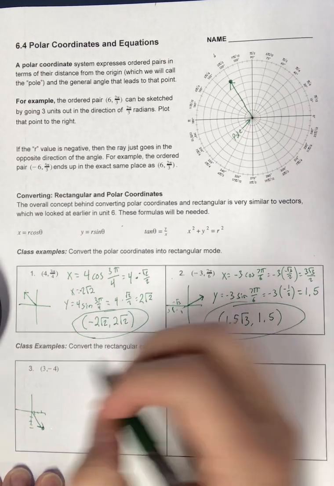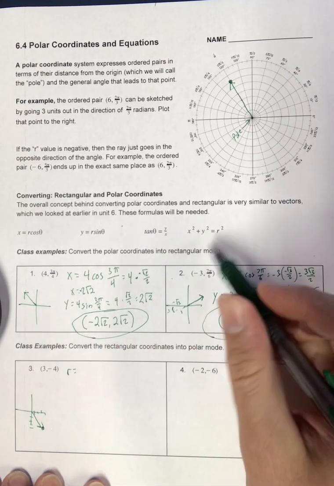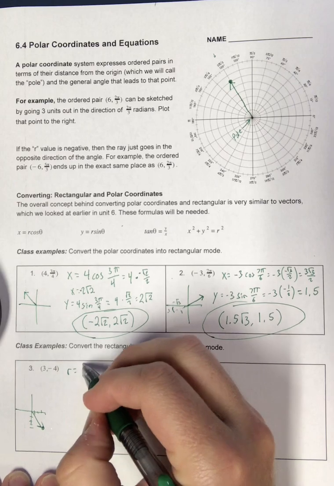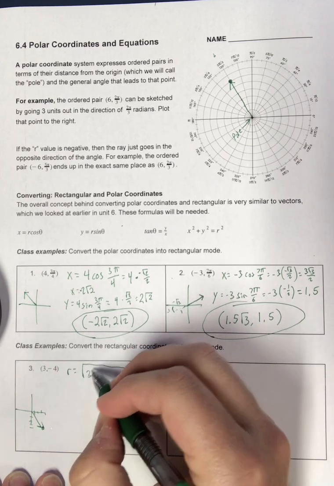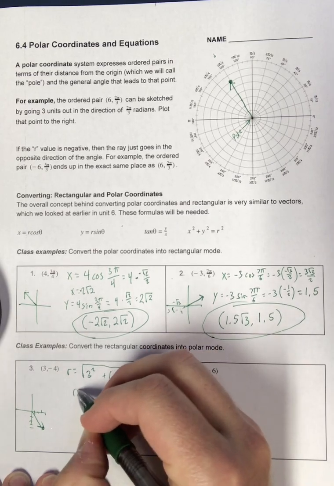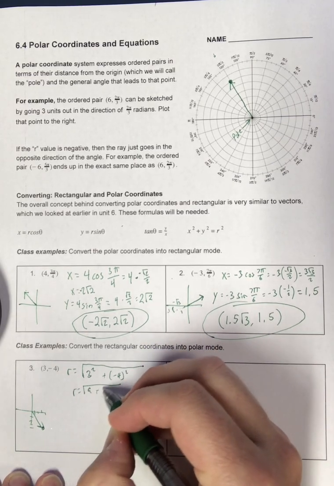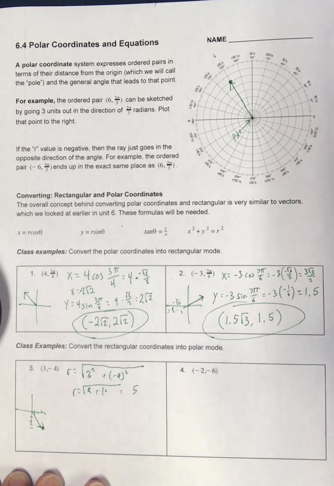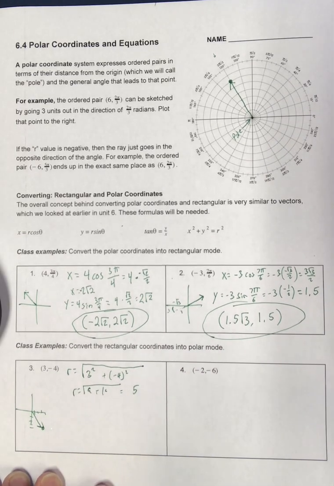So first, the r value. R is going to equal the square root of x squared plus y squared. And you could probably see what's going to happen with this problem already. It's a Pythagorean triple. That same Pythagorean triple we've always used. And we get an r value of 5, right? 3, 4, 5 is the r value.